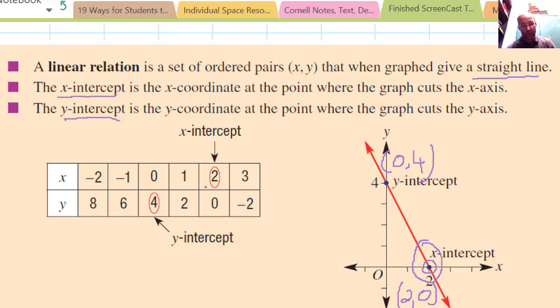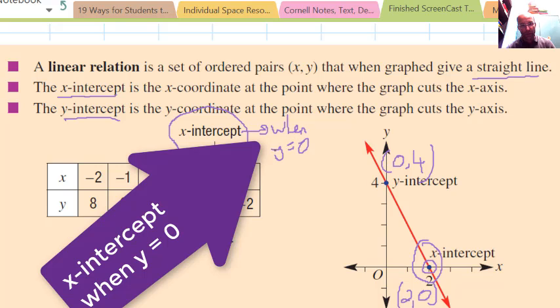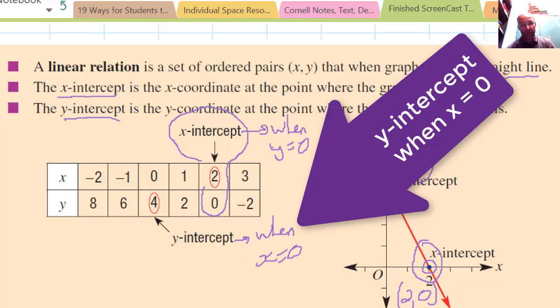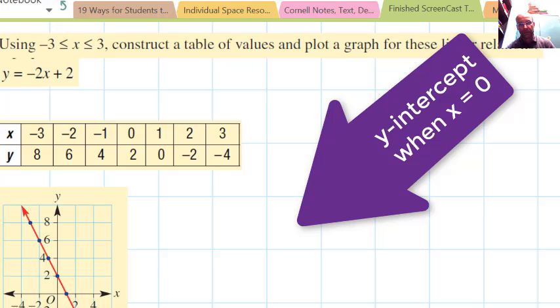The other way of telling is that the x-intercept happens when y equals 0. See that there? That is very important. So the x-intercept happens when y equals 0. Always, always important. The y-intercept happens when x equals 0. Those two facts are very, very helpful.